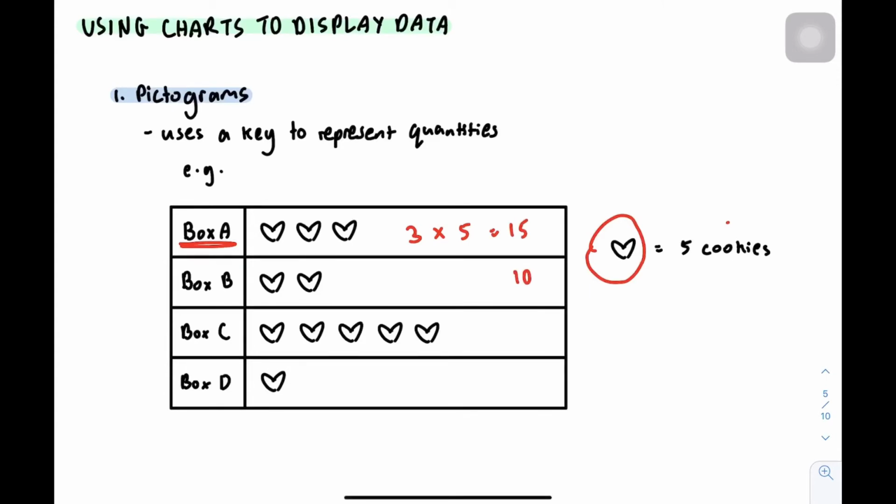In box C, there will be 25 cookies. And in box D, only 5 cookies. I feel bad for whoever gets box D. Box C should share some of their cookies.